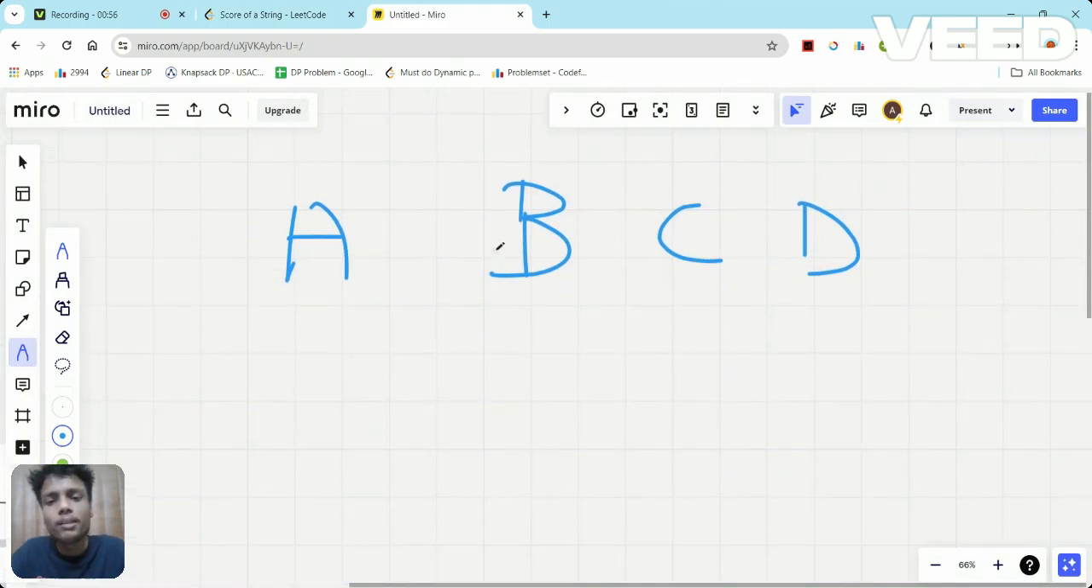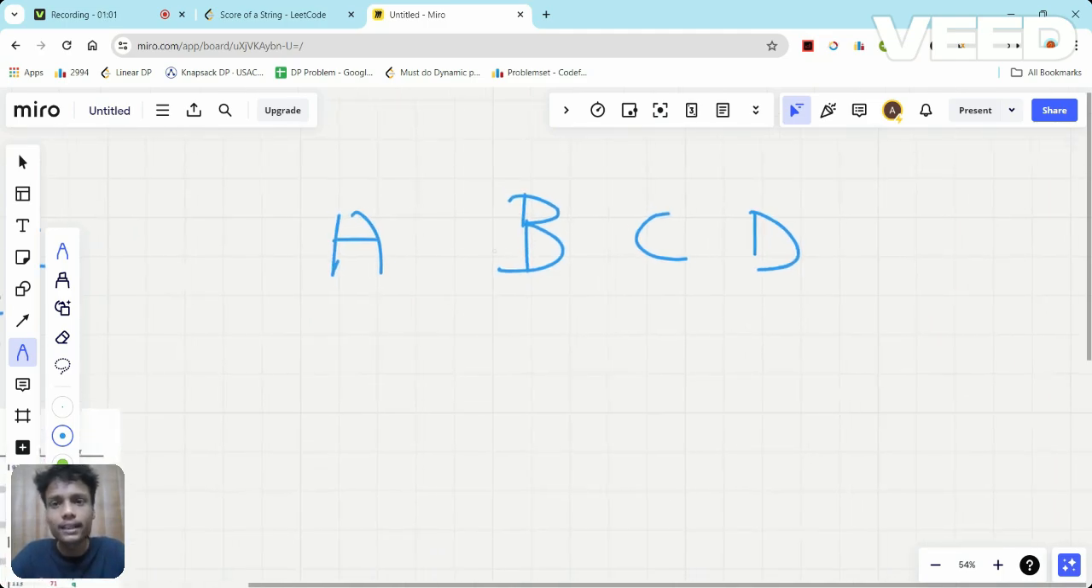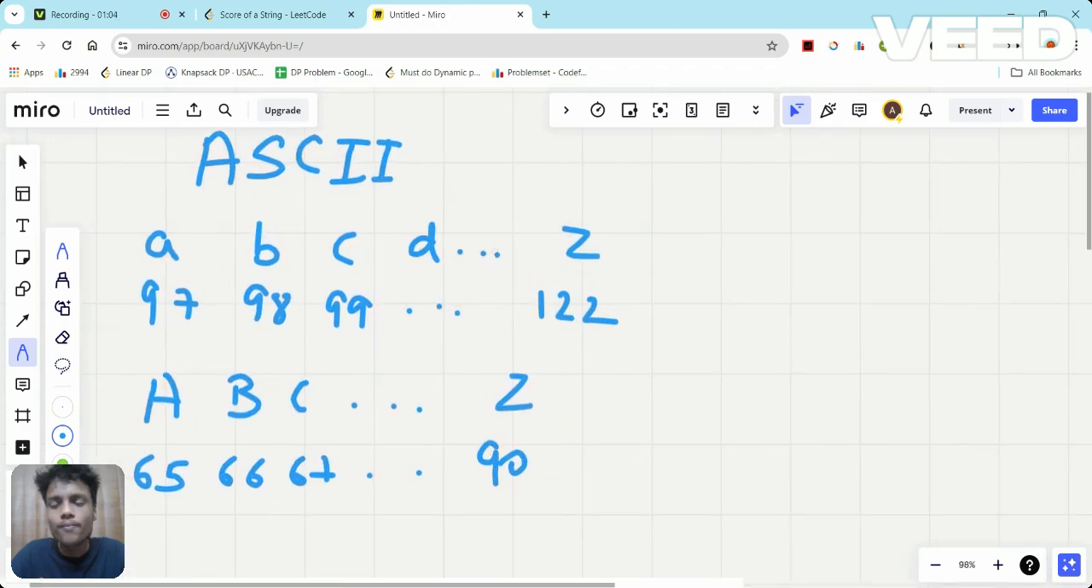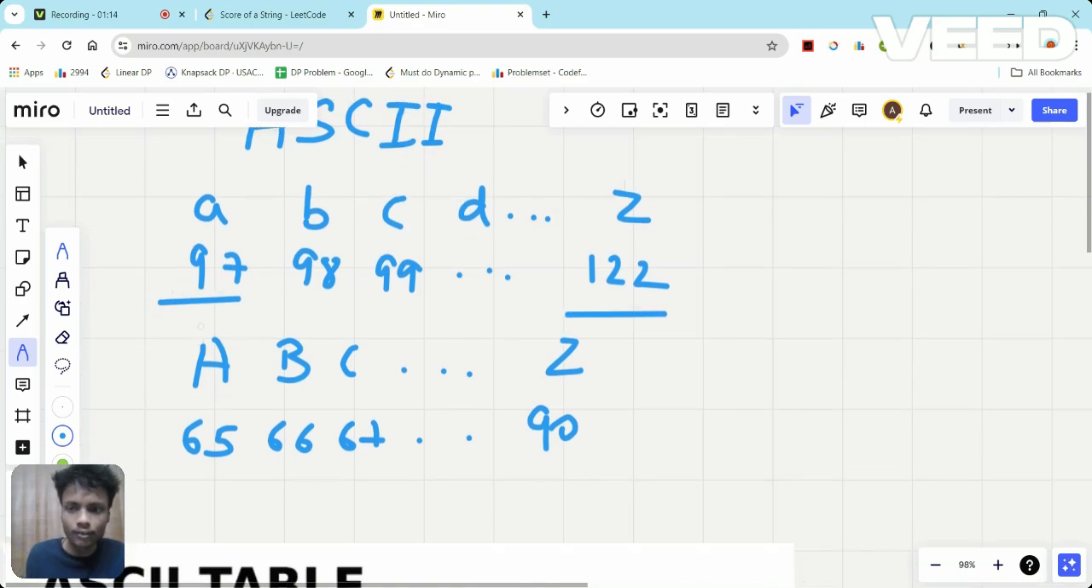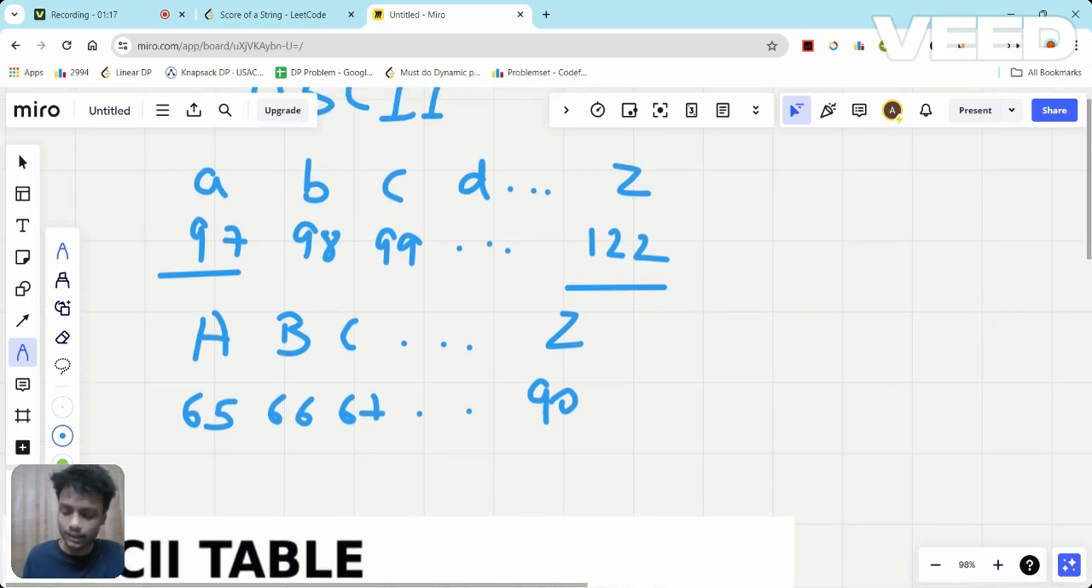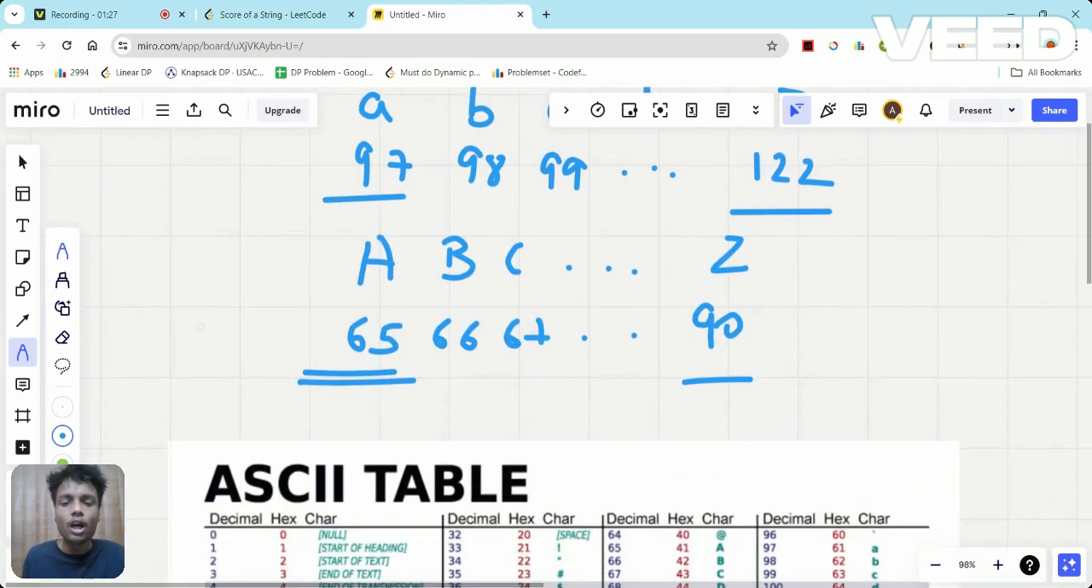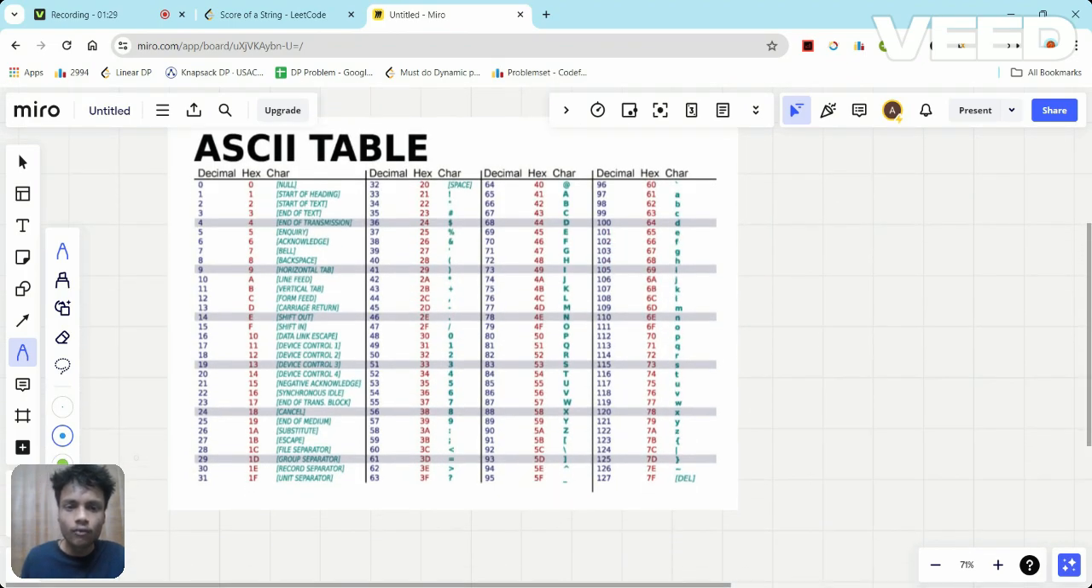Suppose we are given a string ABCD. First of all, to solve this, you must have knowledge of ASCII values. You must have studied about it. The ASCII values of small letters are from 97 to 122, and the ASCII values of capital letters are from 65 to 90. So if we are given a capital letter, its value would be from 65 to 90, and for small letters 97 to 122. Or you can refer to this table for the ASCII values of other symbols as well.